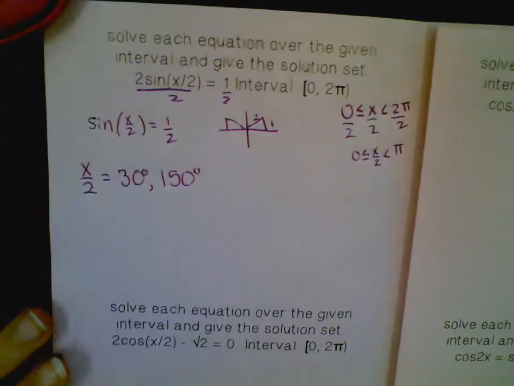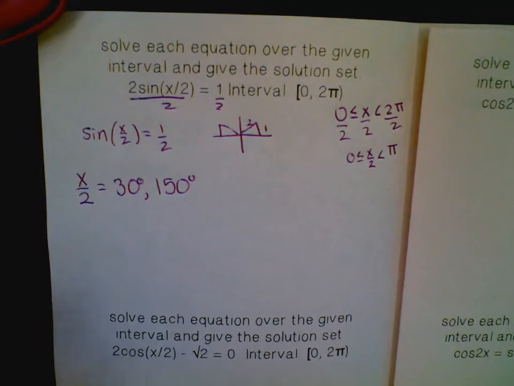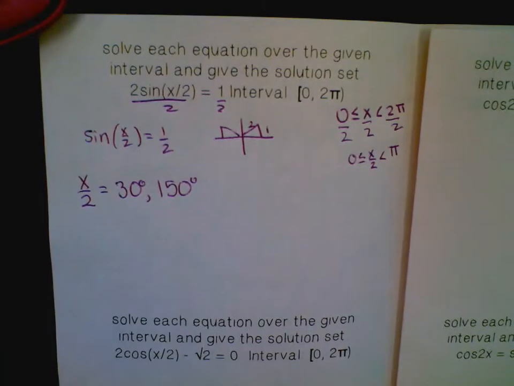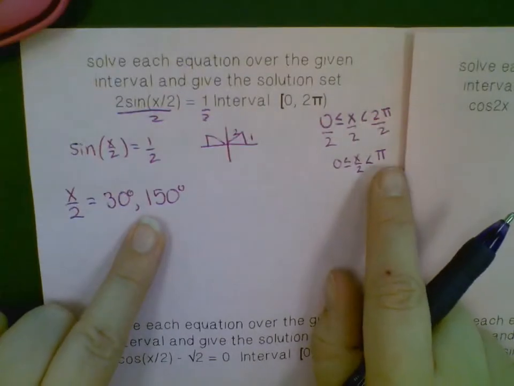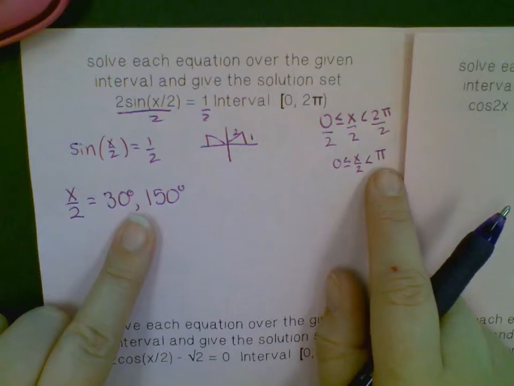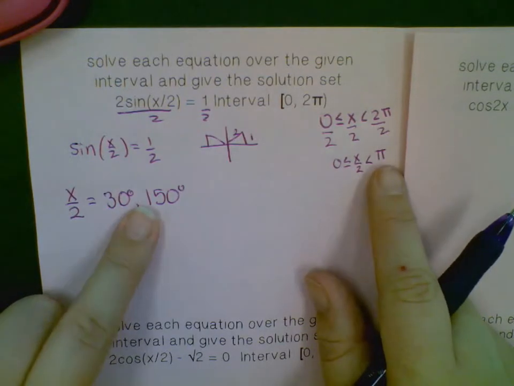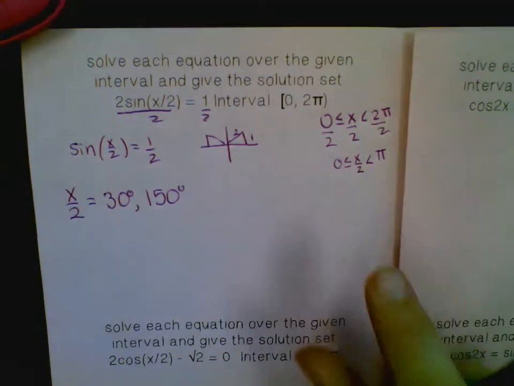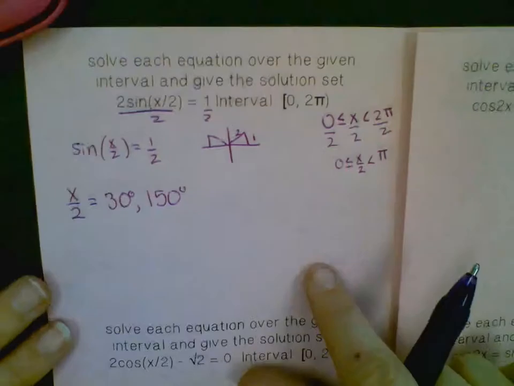But are we done solving for x? No, we're not. We have x over 2, not just x. Before we finish solving, at this point you have to check and make sure your answers are between 0 and pi. So they are, so we don't have to get rid of any. But that would be where you would cut out some answers.